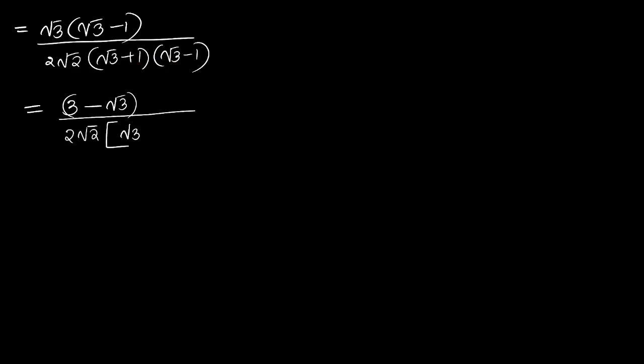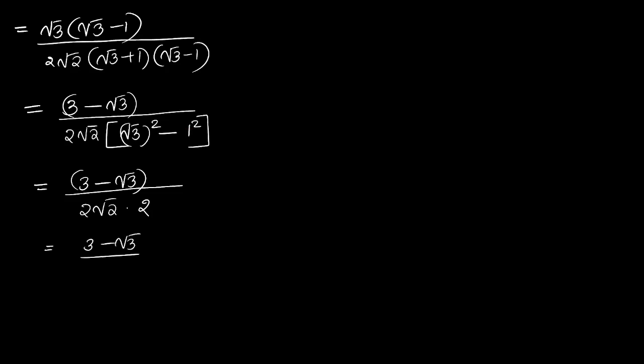Root 3 square. Let me write the step, otherwise you will have a doubt. Minus b square. Let me complete the solution. After that only you can ask me doubts. A plus b into a minus b, a square minus b square is written. So I get 3 minus root 3 divided by 2 root 2 into, what is this? 3 minus 1. Correct, 3 minus 1 is 2. I got 3 minus root 3 divided by, the denominator is 4 root 2. Is that correct? 4 root 2.